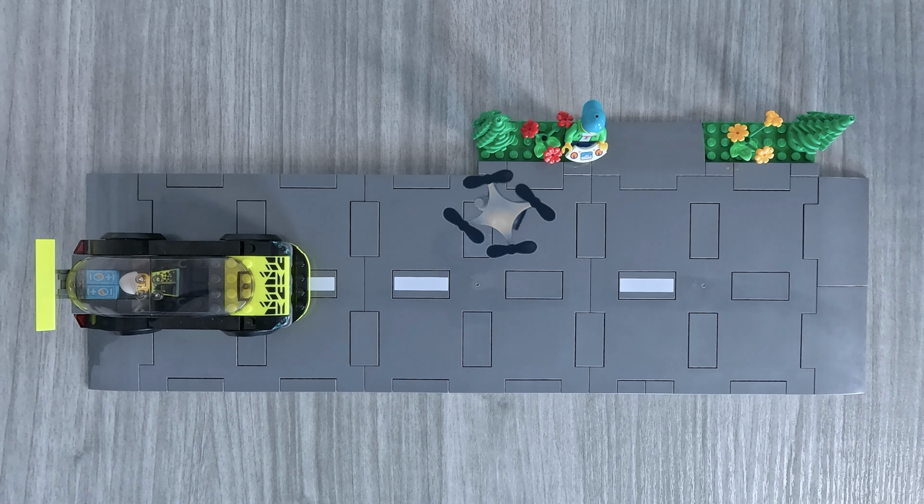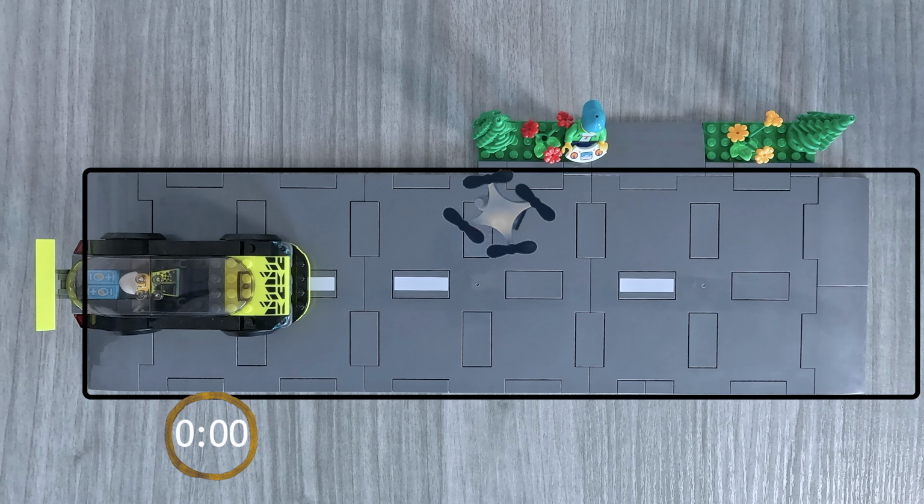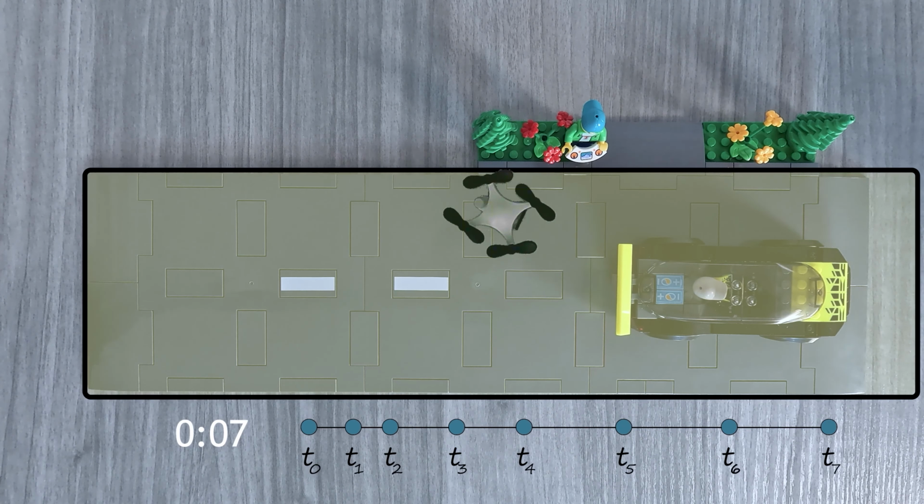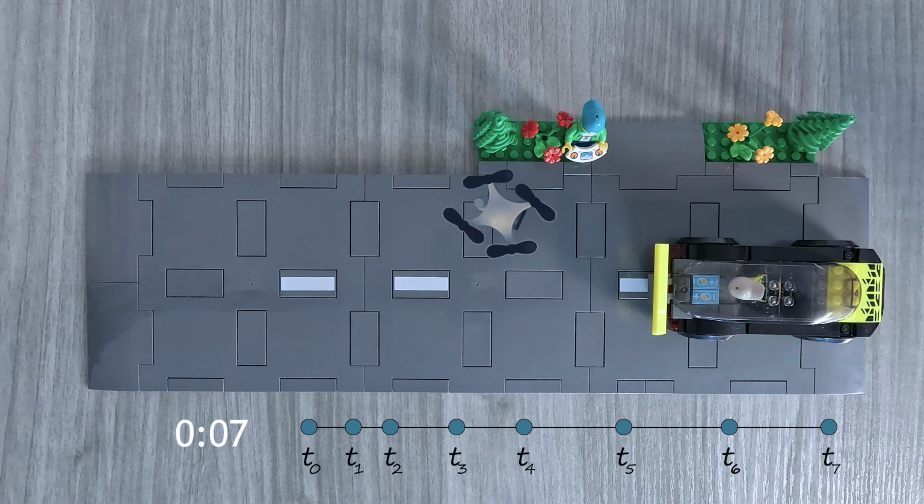Our timer is going to be added right here on the bottom left of the screen. And on the bottom right, we're going to take the car's position from each picture and plot it there. All right, here we go. Each picture captures the car's location at that exact moment. And when we put those pictures together, we get a series of snapshots that show the car's position over time.